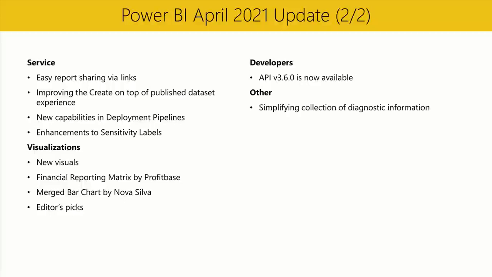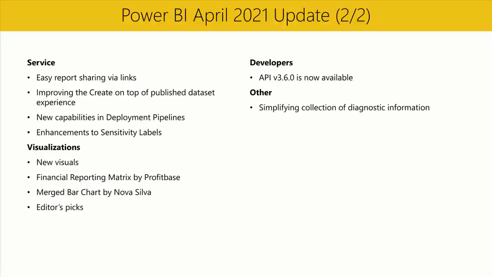In the visualization section, we have several exciting new and updated visuals available for you on AppSource. New this month, the Cycle Plot by Nova Silver BV, the Graphomate Charts visual by Graphomate, the ACCO Planning visual by Acrobat AS, and the Legend Map visual by MGen PBI. Updated this month are the Financial Reporting Matrix by ProfitBase and the Merged Bar Chart by Nova Silver. More information on all of the new and updated visuals can be found on our blog and in their respective links in the video description below.